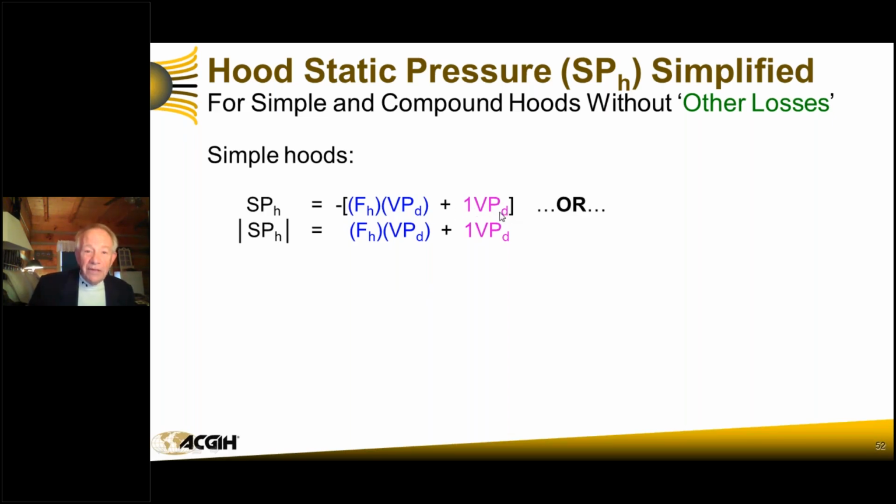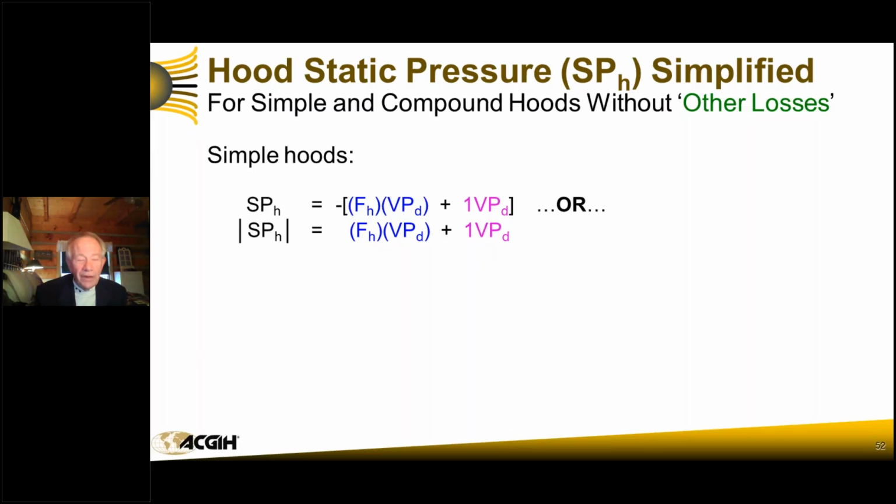Plus 1 VP of the duct. What's that for? See, you forgot already. No, you didn't. We know the 1 VP is for acceleration loss. Our absolute value is this factor plus this factor. Just that easy. And this is what we're going to be dealing with in everything but compound hoods.